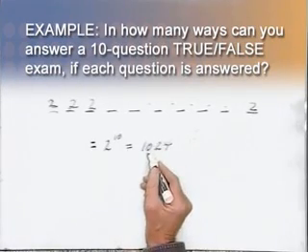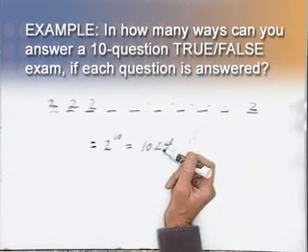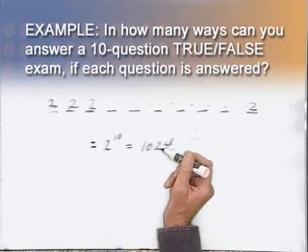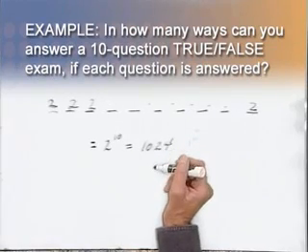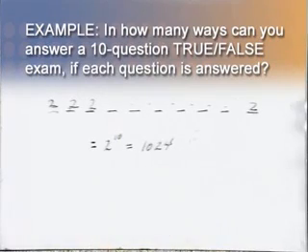There's only one way you could guess all the answers correct. So we'll talk about probability in the next episode, but the probability of guessing and getting all the questions correct would be 1 in 1,024. We'll talk about probability some more in the next episode. Okay, I tell you what.